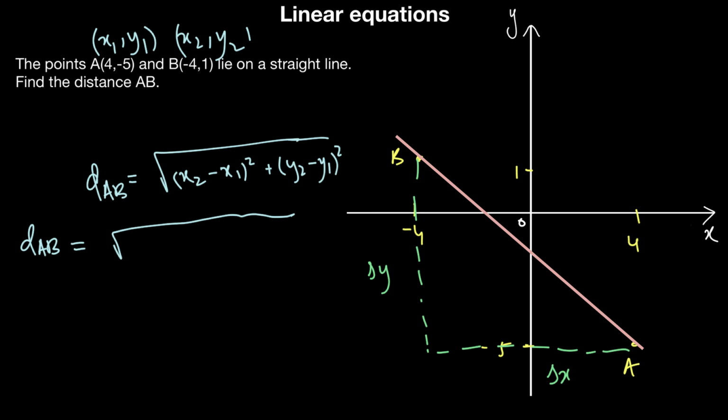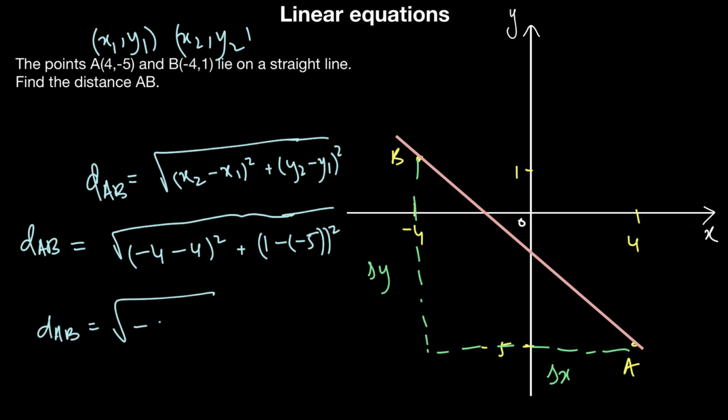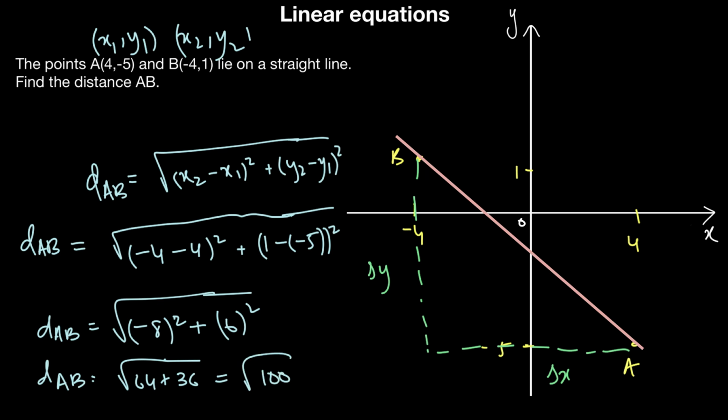So x2 is minus 4 and x1 is 4, so minus 4 minus 4, the whole thing squared, plus y2, which is 1 minus minus 5, the whole thing squared. So then the distance AB is equal to the square root of minus 8 squared plus 6 squared. And hence the distance AB is equal to the square root of 64 plus 36, which is equal to the square root of 100, which is equal to 10. So this distance AB over here is equal to 10.